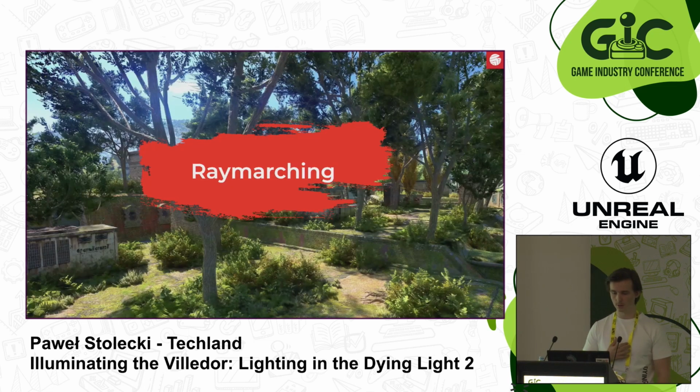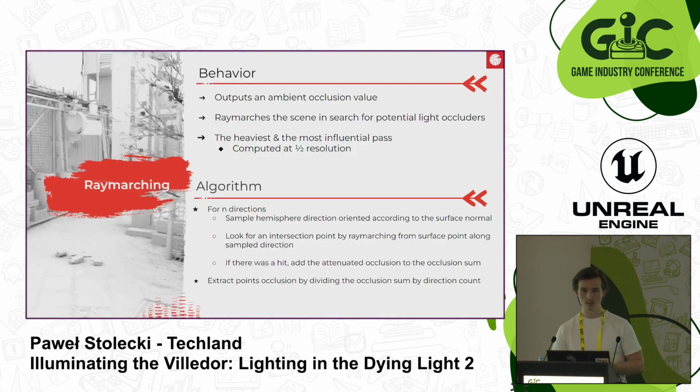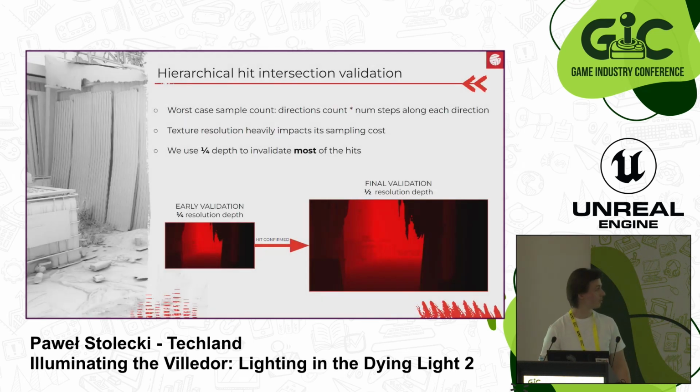So let's dive into the implementation details of the first pass, ray marching. Its role is to compute a half-resolution ambient occlusion value of a pixel. It does it by ray marching a scene in n directions in search for potential light occluders. It's the heaviest of all 3 passes due to usage of nested for loops, which can quickly and easily explode the texture sample and shader instruction count. We do a few tricks to get the most out of a limited budget, which is especially easily exhaustible on old generation hardware, which still needed to be supported.